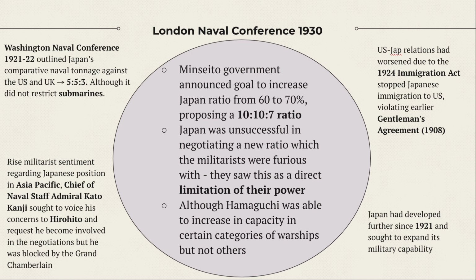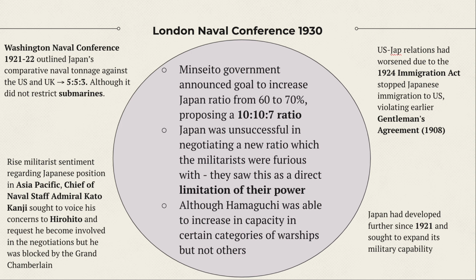So those 4 points around the outside of what's happening in the middle forms the context of what these delegates and diplomats are bringing to the London Naval Conference. So the Minseito government announced the goal to increase the Japanese ratio from 60 to 70. So they proposed a new ratio of 10-10-7.